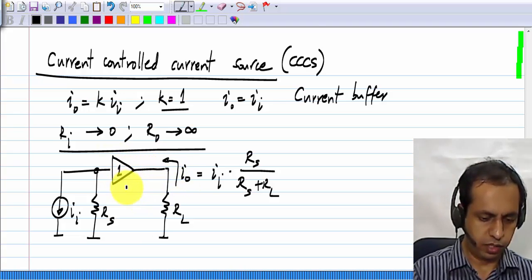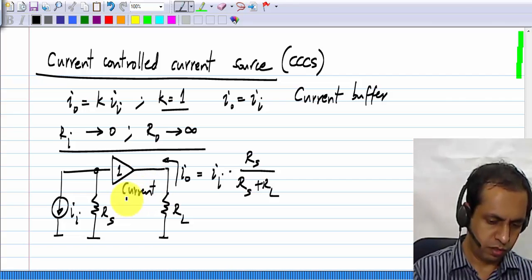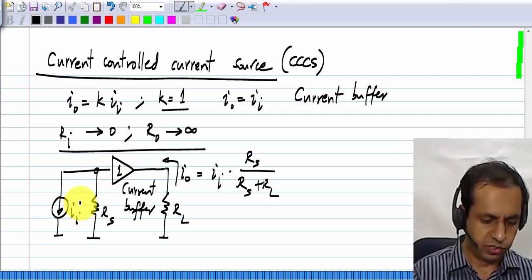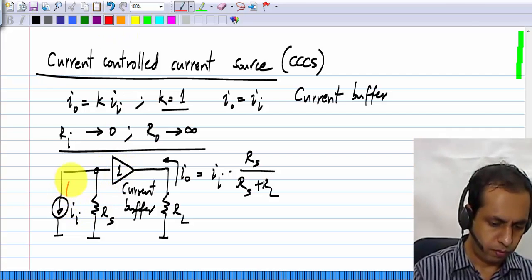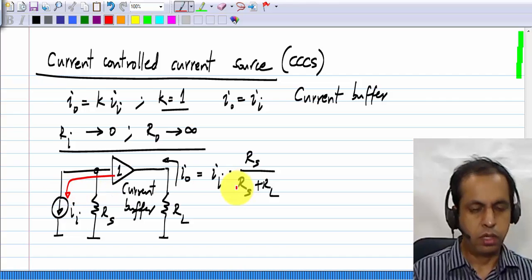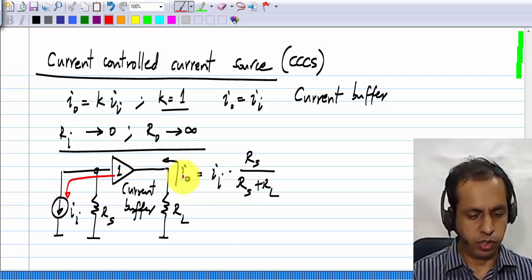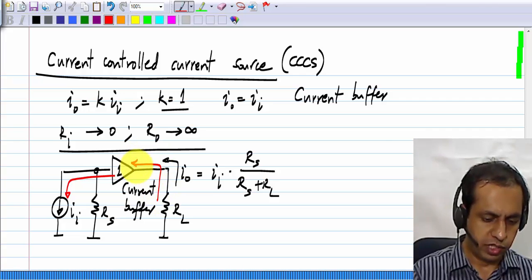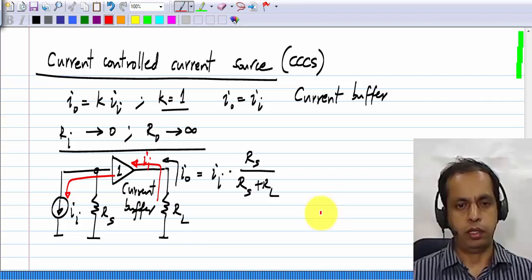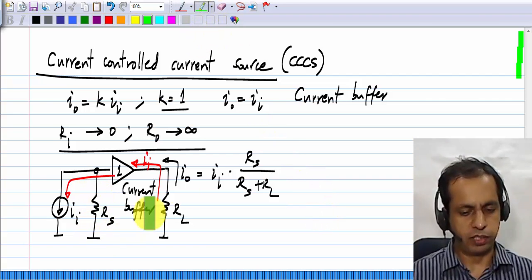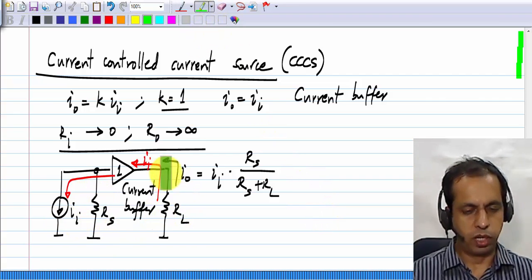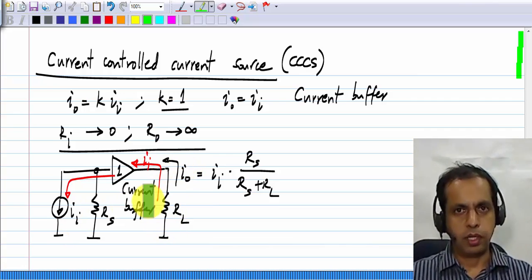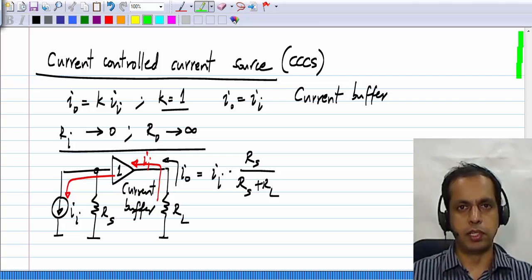Now, if you use a current buffer, it will have a very low input resistance, meaning all of that current will go into the input and the output current will be exactly equal to the input. So regardless of the values of Rs and RL, the output current, the current in the load, will be equal to the input current. So that's the use of it, and we will realize this using a MOS transistor.